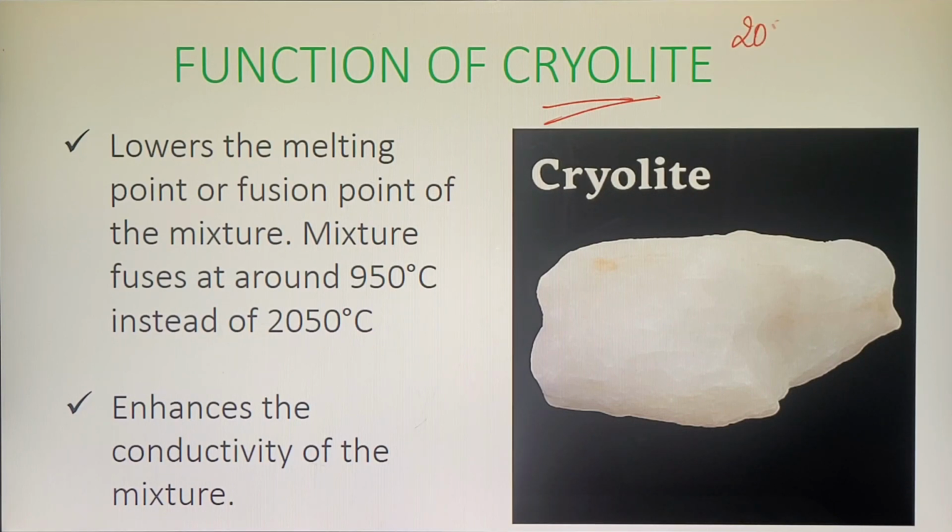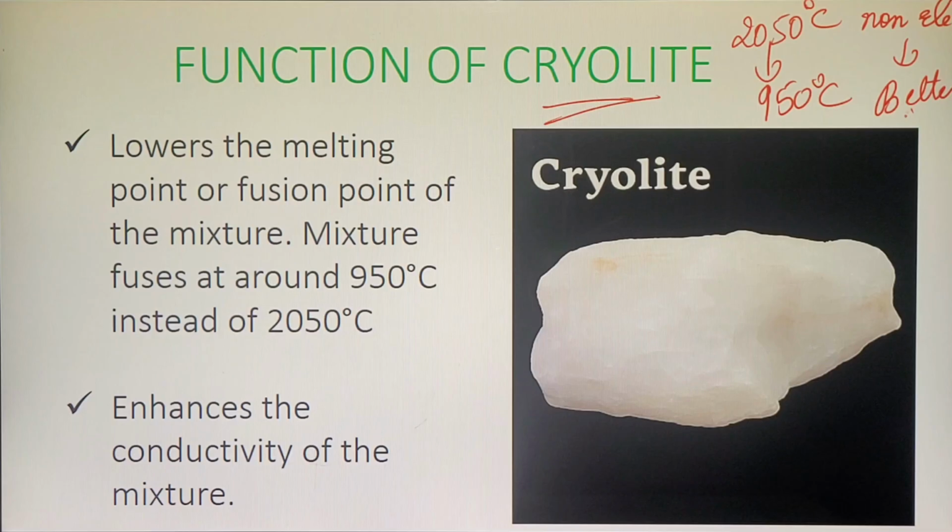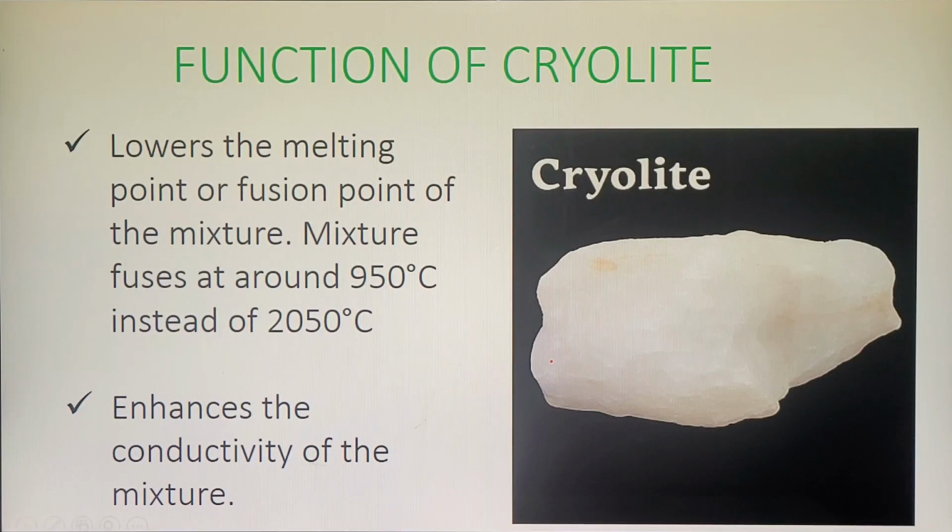It brings down the melting point right from 2050 to 950 degrees Celsius. So it has brought down the temperature where I only have to apply less amount of fuel. And also the second problem of alumina was it was a non-electrolyte. So when I add cryolite, it will try to make it a better conductor of electricity. Clear? It was trying to conduct more amount of electricity. So we are saying it enhances the conductivity of the mixture.